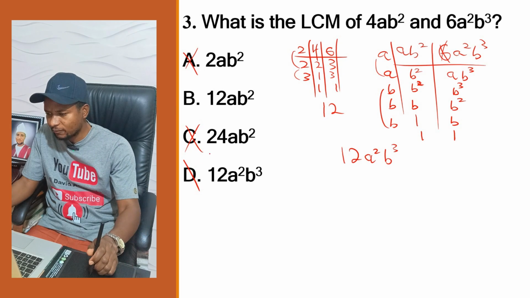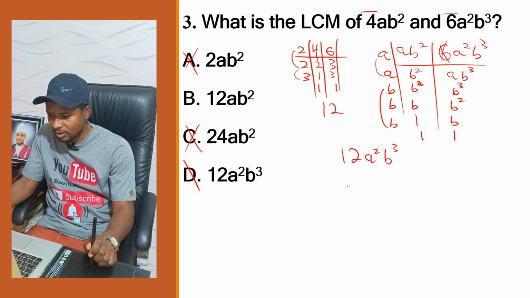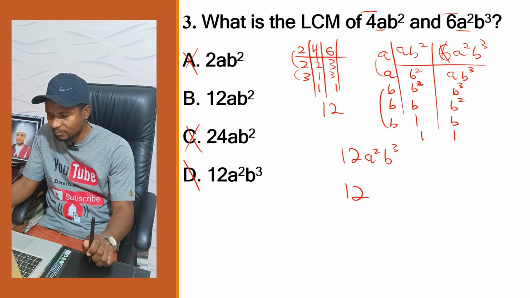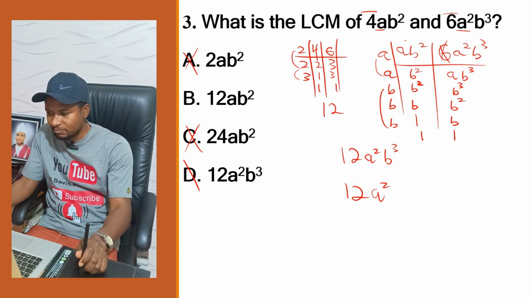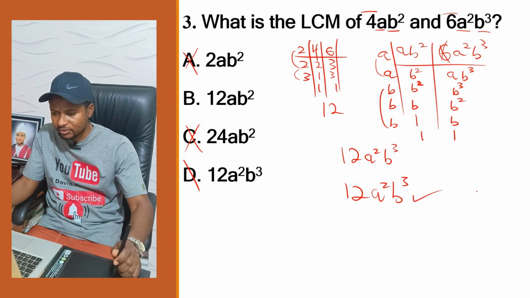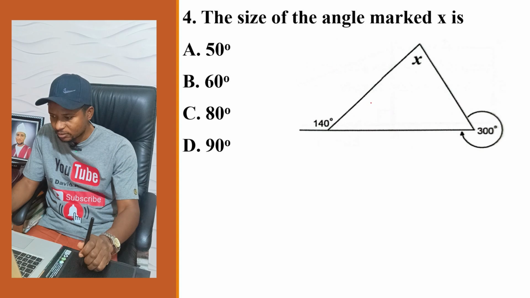But the short form of this is to deal with the number first, which you already know is 12. Then pick the highest exponent of each letter. So between a and a squared, you pick a squared. Between b squared and b cubed, you pick b cubed, and then you move on without stress. Number 4, the size of angle mark X is what? So you can see that this can be completed.